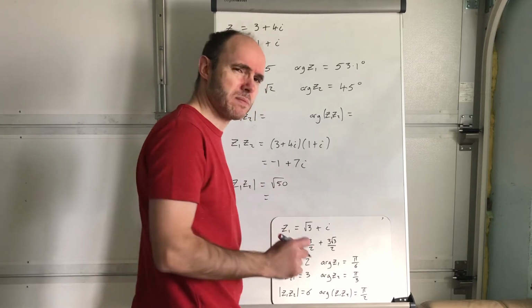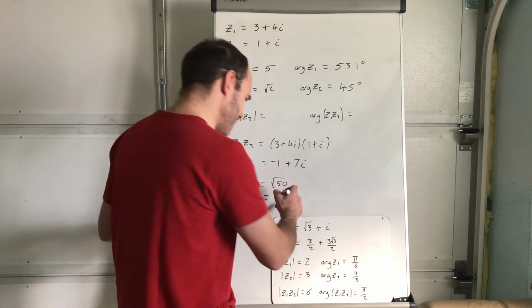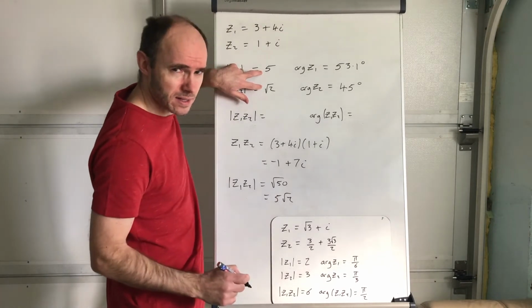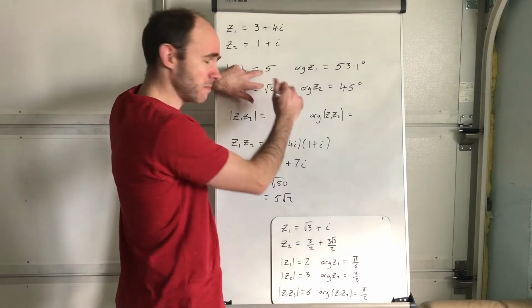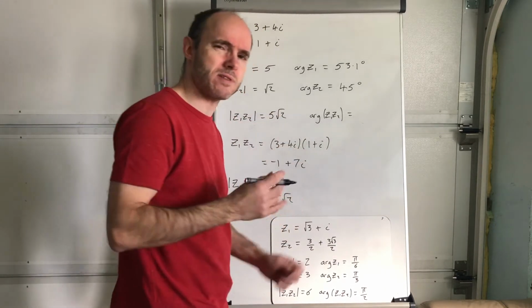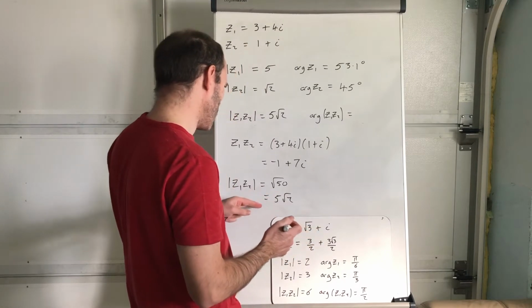But hang on, I can simplify it, can't I? That's going to be root 25 times 2, which is 5 root 2. And would you believe it? Look at that. It is the same, isn't it, as the product of those two numbers, 5 root 2. So my supposition was actually correct there, wasn't it? And then let's look at the argument of this, shall we?